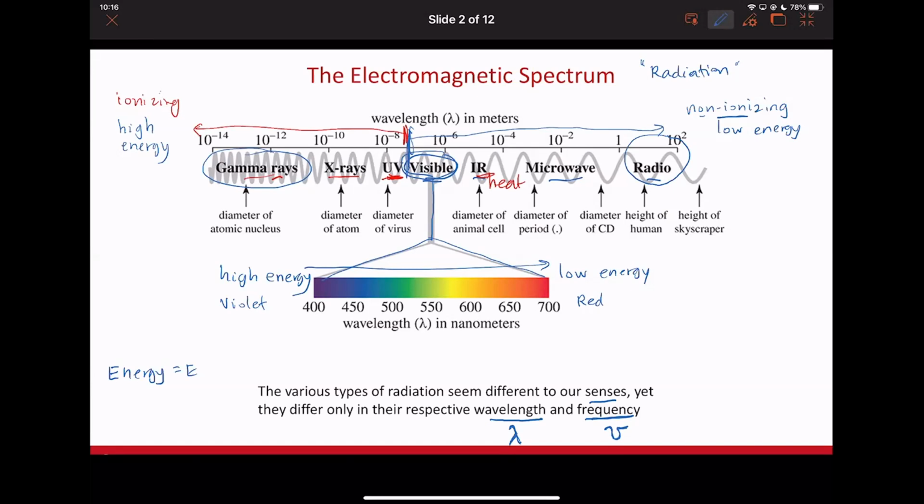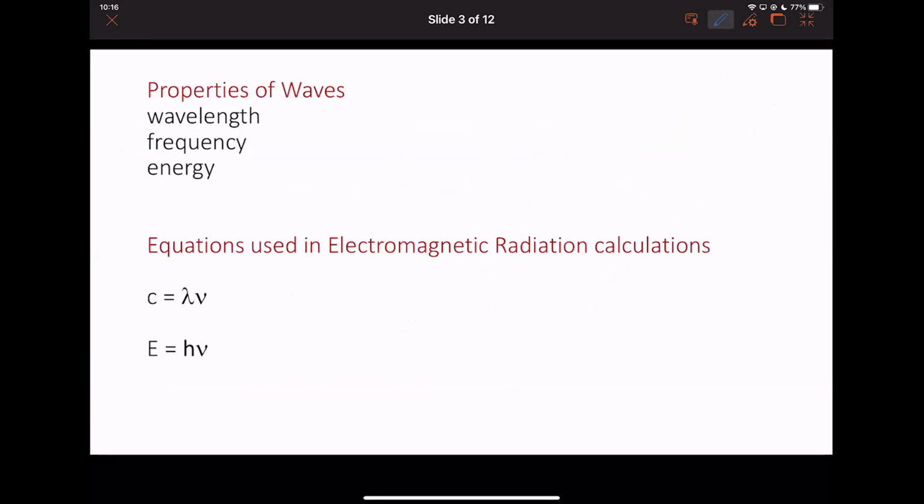So wavelength, frequency, and energy. We have on the next slide, properties of waves. So wavelength, let's write that again, the symbol is that upside down Y, lambda. And the definition of wavelength is the distance between equal parts of a wave.